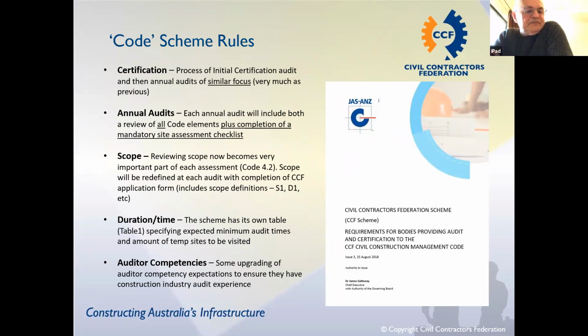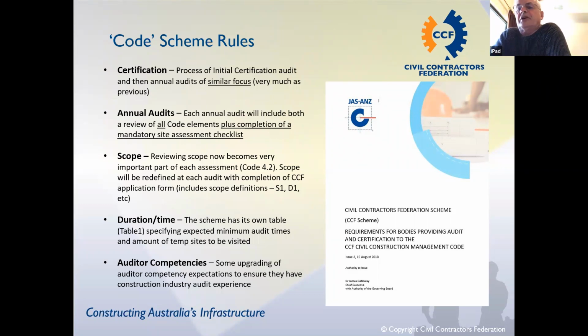So the next, some of the code scheme rules. This is, again, JAS-ANZ controlled, and you can see that the certification goes in 2 stages. Your initial certification, if you're a new company, you go into stage 1, which is what we call an organisation documentation review, to make sure that you meet all the standard requirements in general. And then you do the certification audit to show that you're actually applying all that through your system and it's working. So that's the certification process. It's one initial, and then you do an annual audit. As you can see, the annual audit will be reviewed on all code elements.